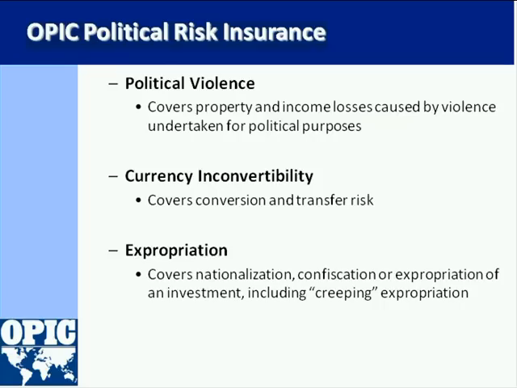First being political violence, which would cover losses to your property or your income caused by violence undertaken for political purposes. So that would include things like war, revolution, politically motivated civil strife or politically motivated rioting, as well as acts of terrorism. Second, we cover currency inconvertibility, which is basically conversion and transfer risk.